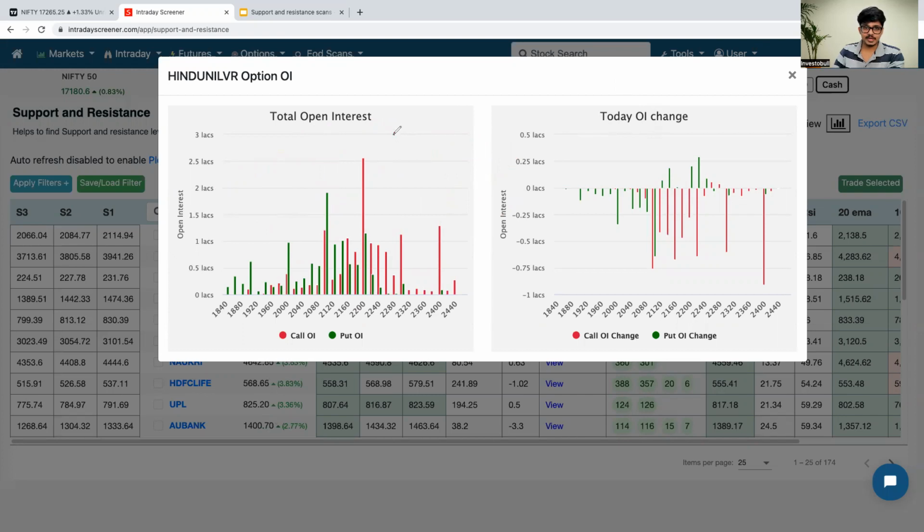If you are anticipating that the price might go up, what do we do in call option and put option? We buy the call option and sell the put option. If you are anticipating that the price might go down, what do we do? We sell the call option and buy the put option.